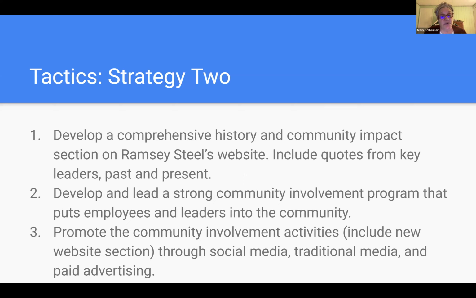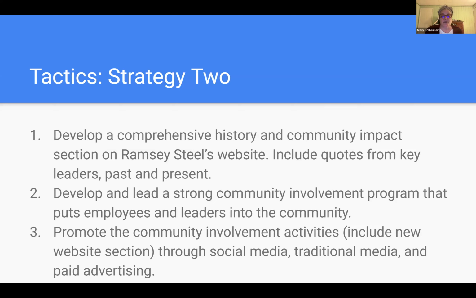Tactics for strategy 2 was to develop a comprehensive history and community impact section on Ramsey Steele's website and include on there some of the quotes from key leaders, past and present, that we had collected during the research phase. Develop and lead a strong community involvement program that puts employees and leaders into the community doing community service, or however they could contribute to the well-being of the local community.